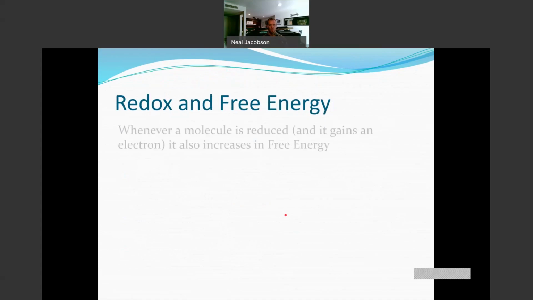Okay. So let's talk about it with free energy. Whenever we say a molecule is reduced, right? So whenever it gains electrons, we also say it increases in free energy. And so this is the idea of charging up a battery. You plug a battery in, it gains electrons, it becomes reduced, it increases its free energy and its capacity to do work. Okay.